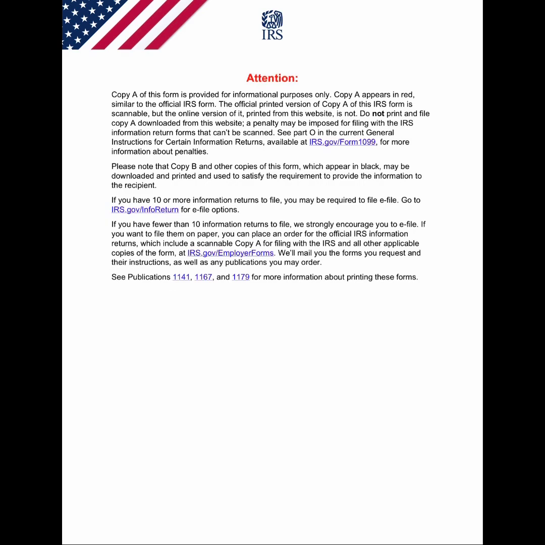Absolutely. And what about the situations where a broker or barter exchange is involved? How does that complicate things? The involvement of a third party, like a broker or a barter exchange, adds another layer of complexity. The broker is responsible for reporting the transaction to both the IRS and the taxpayer, but the taxpayer still needs to understand the information provided to ensure accuracy and avoid potential penalties.